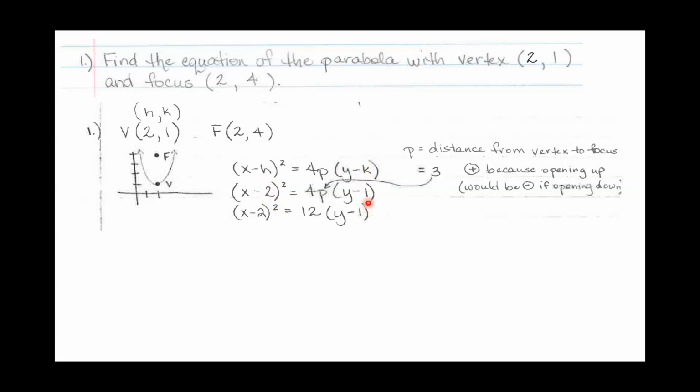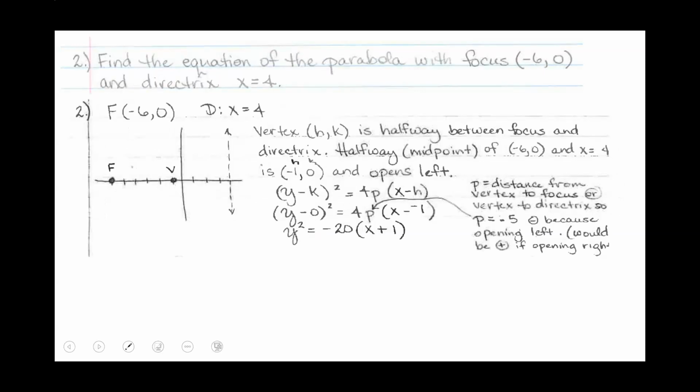Now all I need to do is find my p-value. P is the distance from the vertex to the focus. The vertex was at (2, 1), the focus is at (2, 4), so the distance from 1 to 4 is just 3. That means p is 3. I also knew that p is a positive 3 because it's opening up. P is positive when it's opening up. If it had been opening down, then p would have been a negative 3. So if we put a positive 3 in for p, 4 times 3 would be 12, and there's my equation for my parabola.